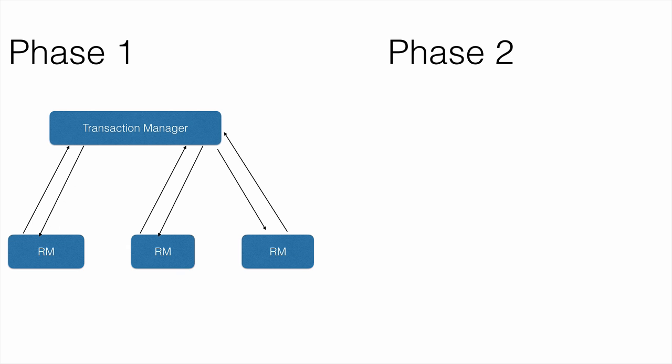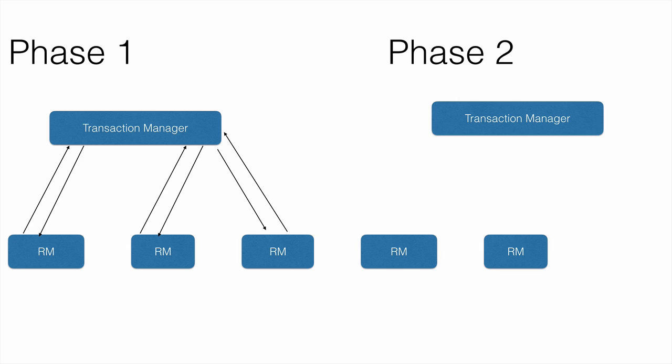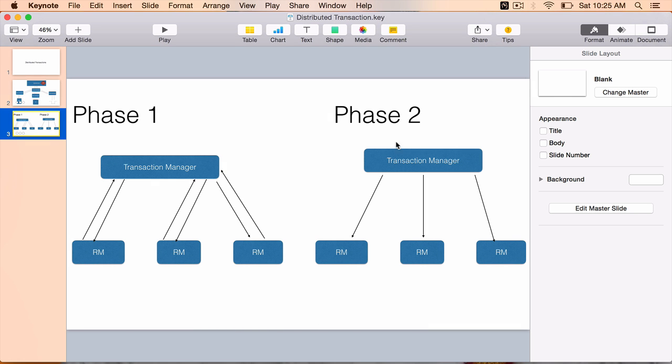In phase two, the transaction manager now knows if all the resource managers are okay or not. So if they're all okay, then it will tell each of them to commit everything they have written to the temporary location. If there is an issue, then it will ask them all to roll back.